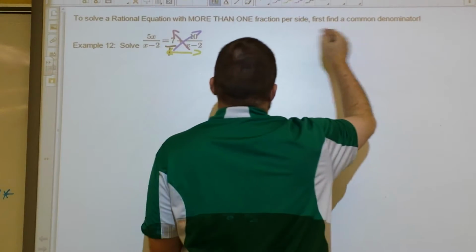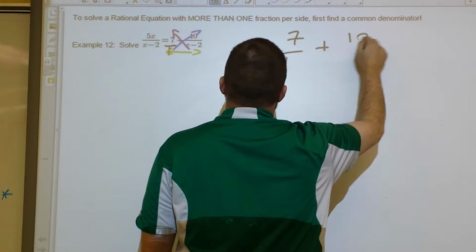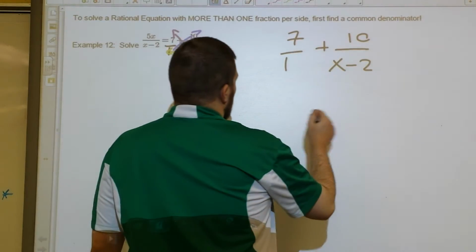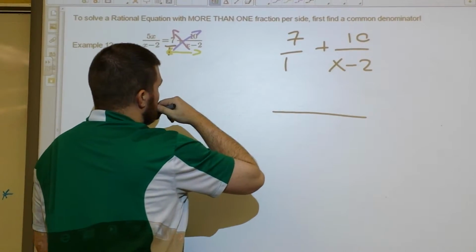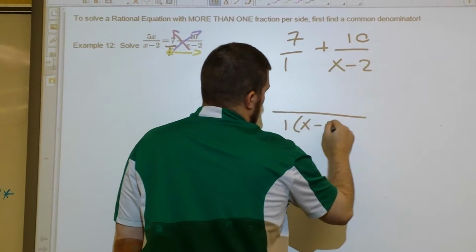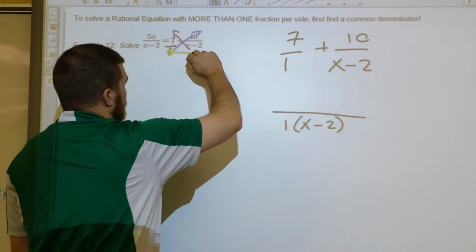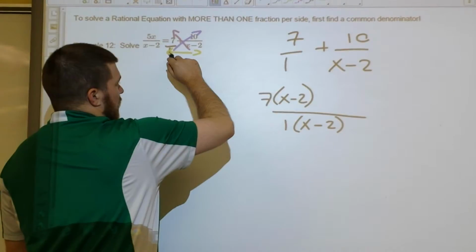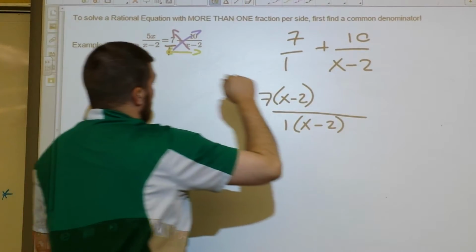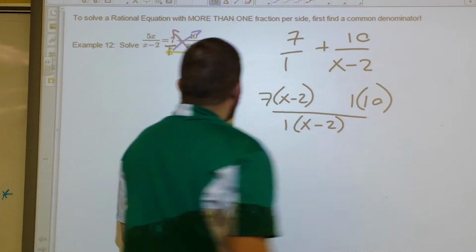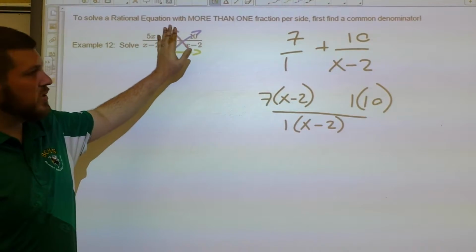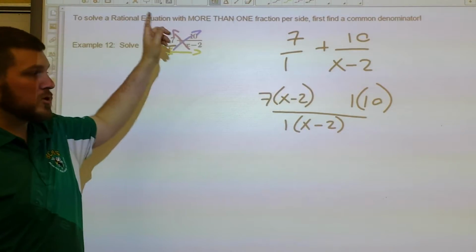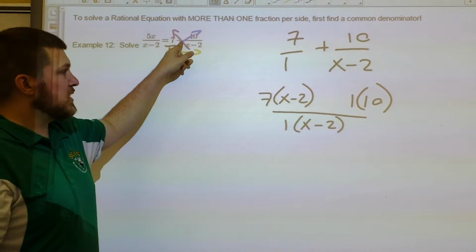So I had 7 over 1 plus 10 over x minus 2. And I'm just going to follow the arrows. My first arrow in yellow said multiply on the bottom, so I had 1 times x minus 2. Now following the purple arrow from bottom to top left, I have 7 times x minus 2. Follow my arrow bottom to the top right, I have 1 times 10. Notice that I had plus in the middle, but I haven't done anything with it yet. Whatever symbol is in the middle, you don't do anything until the very last step, which is just put it in the middle. Whatever's in the middle, if it's positive or negative, put it in the middle.